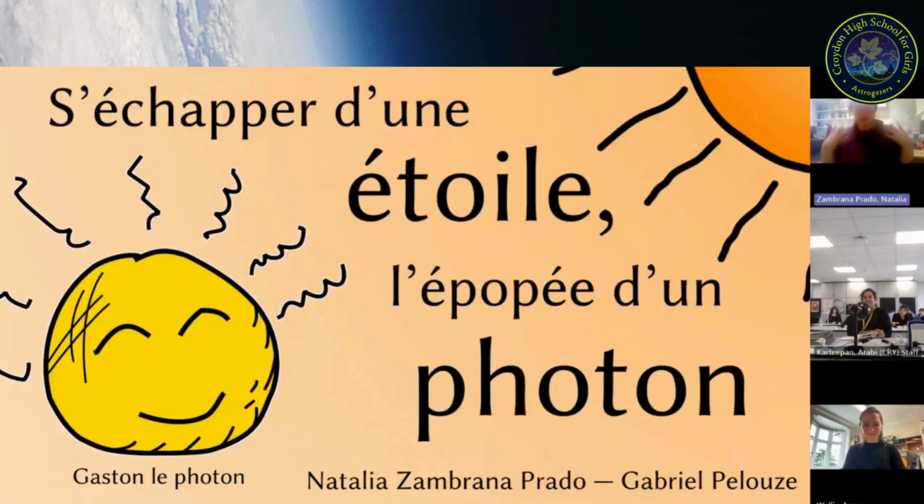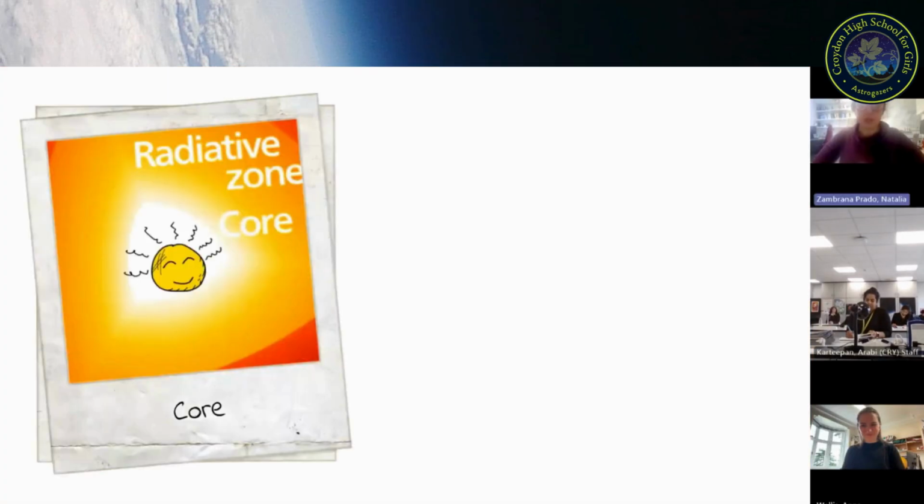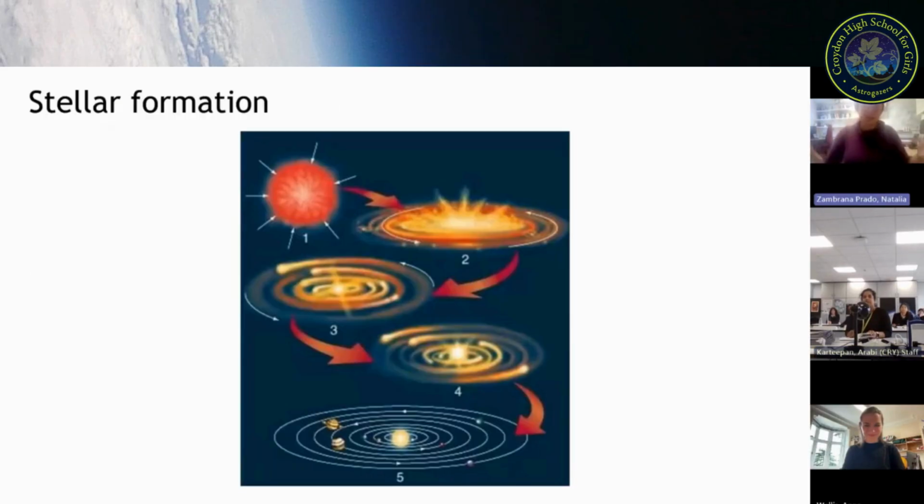I work on the sun. I study the sun. This is my job every single day. My PhD was actually about the composition of the solar corona, and we're going to learn what that is. So Gaston starts his life at the core of the sun. He's born there. He's born there through stellar formation.